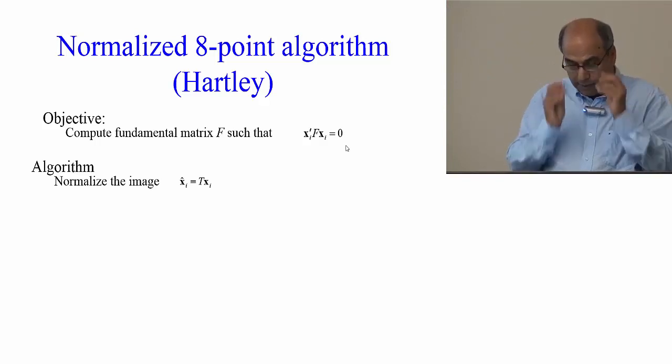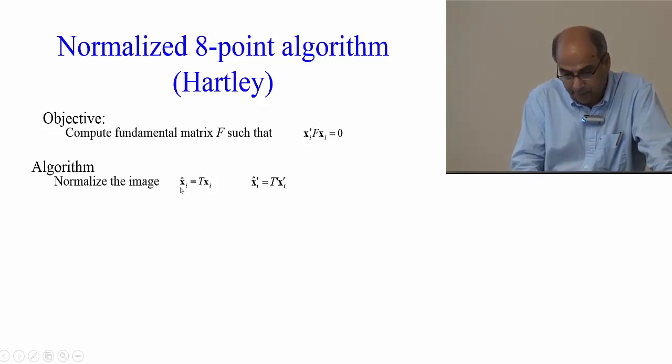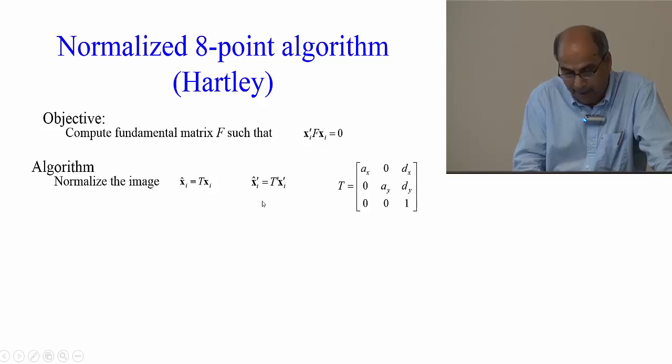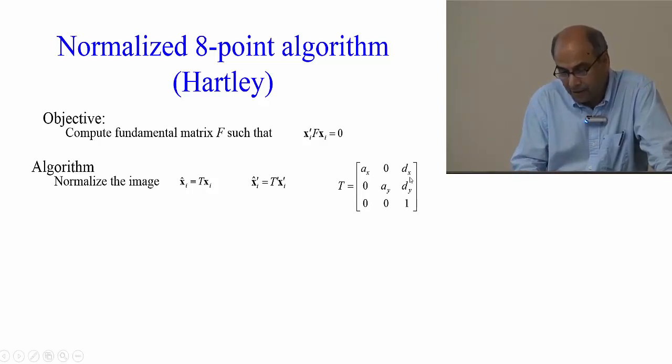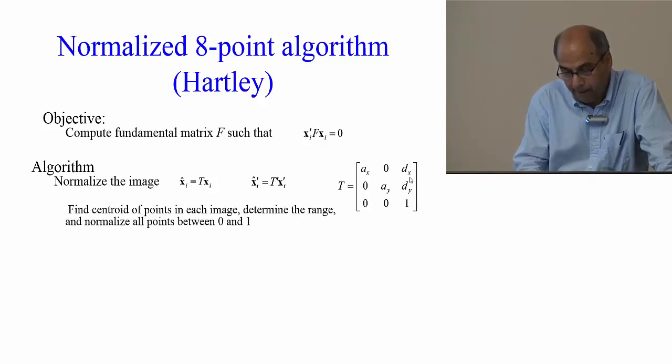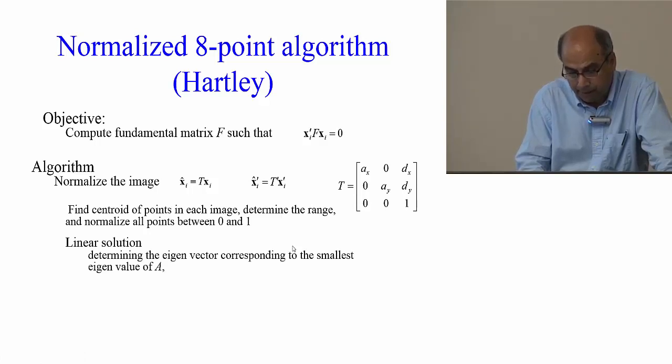So what we will do is normalize the images by applying some transformation T, and we'll call these transformed coordinates hat. So xi will map to xi hat, and then we can map this back. That transformation will normalize these coordinates between 0 and 1. So we'll have some scale, and also move the origin with a translation. We will make the centroid of all the points the origin, and we will normalize these x and y coordinates between 0 and 1. So that is the first step which we'll do in the 8-point algorithm.